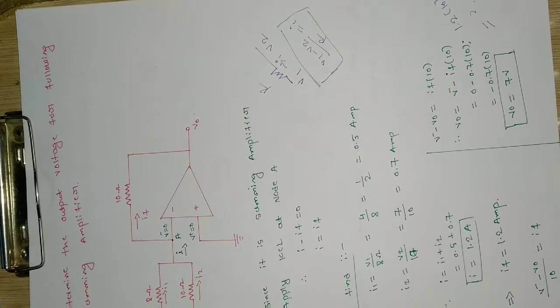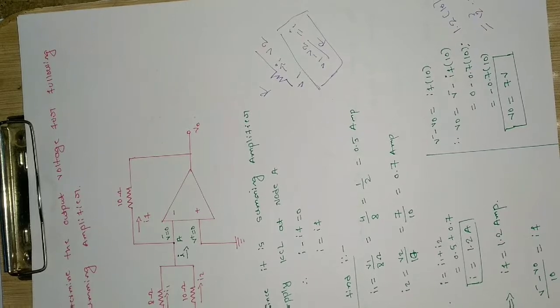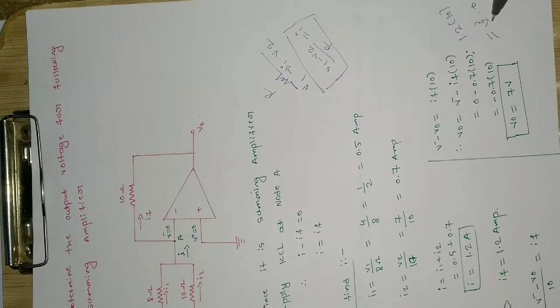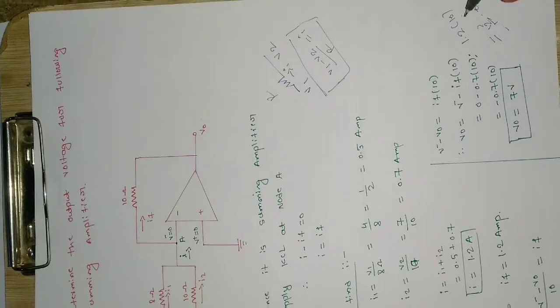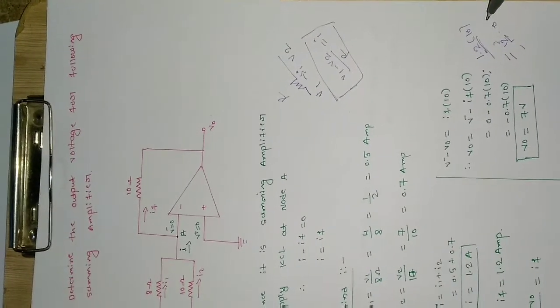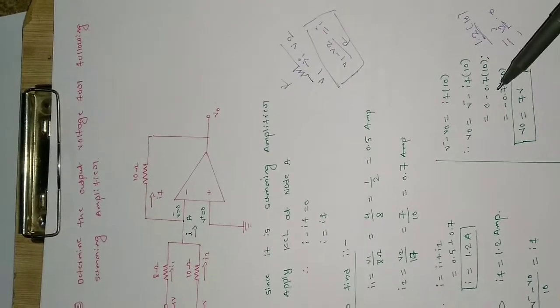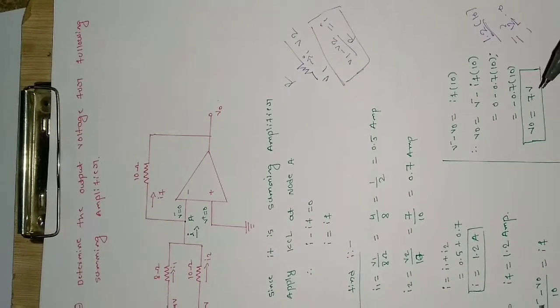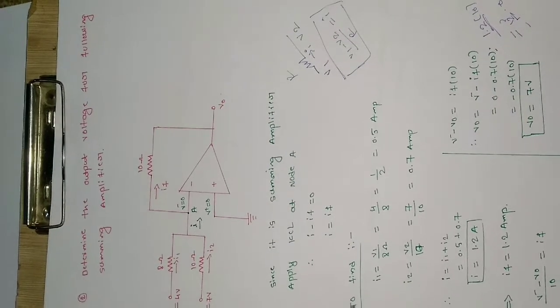So 1.2 times 10 is 12, that is 12.0 will be the output voltage for this one. I had multiplied directly by 0.7, that is the I2 value. Sorry for that. So 1.2 into 10 will be the output for this one. The method is the same, I just made a mistake in plugging in the value. So this will be the output voltage for the operational amplifier in this figure.